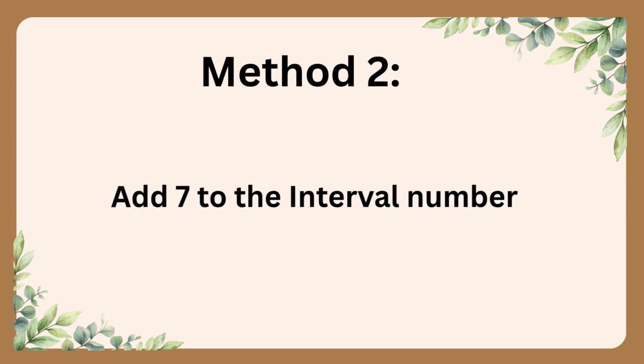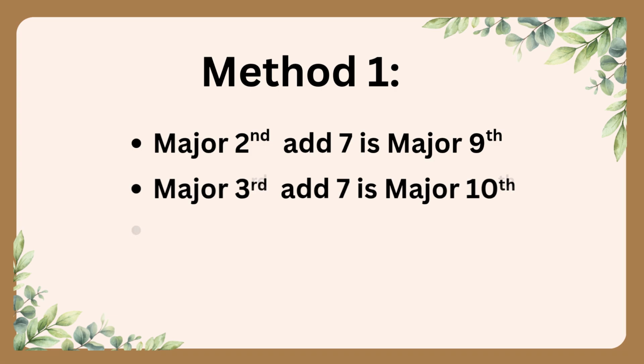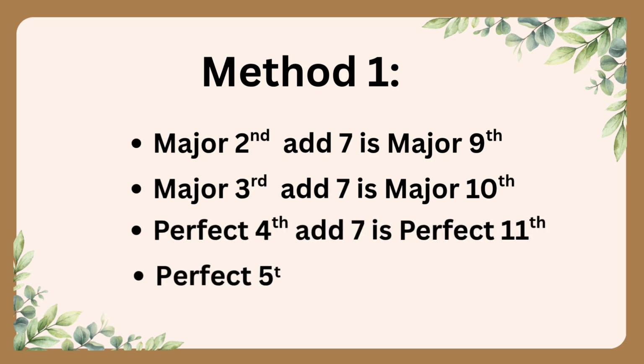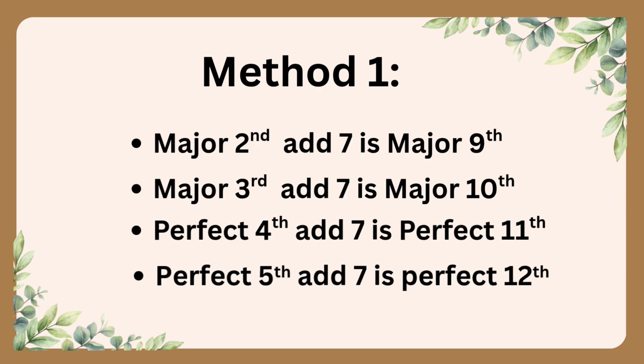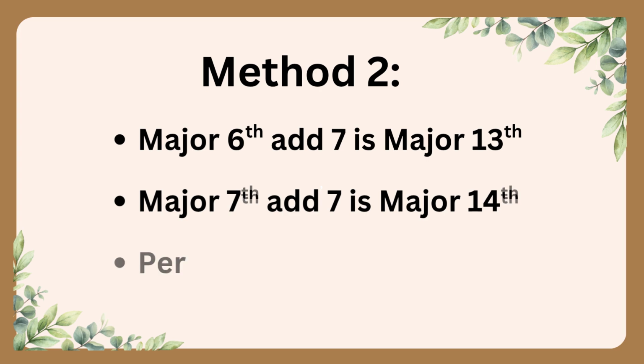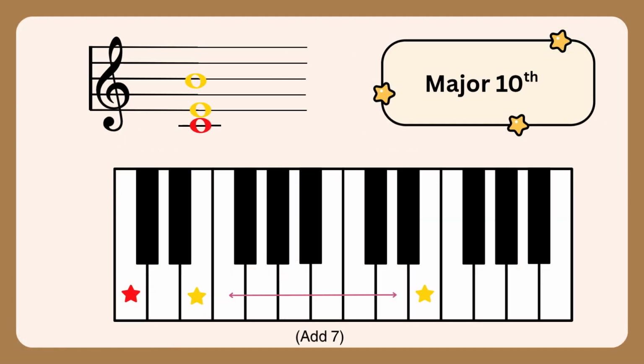Method 2. Add 7 to the interval number. For example, major second. Add 7 is major ninth. Major third, add 7 is major tenth. Perfect fourth, add 7 is perfect 11th. Perfect fifth, add 7 is perfect 12th. Major sixth, add 7 is major 13th. Major seventh, add 7 is major 14th. Perfect eighth, add 7 is perfect 15th.